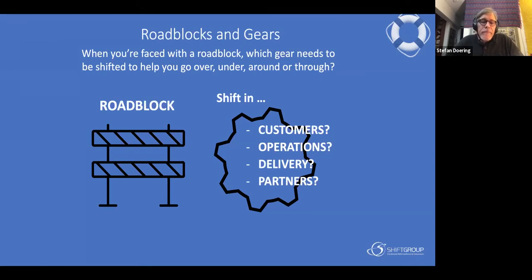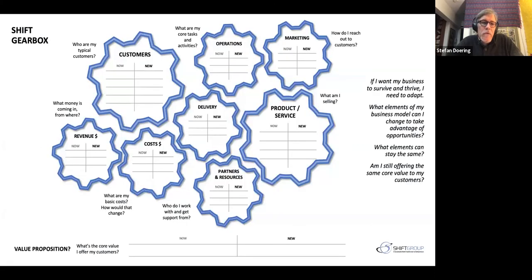We're going to be referring to the Gearbox and the roadblocks a lot in today's workshop with you. A roadblock, again, is anything that's getting in the way of where you want to take your baby. And the Gearbox is a tool to deal with those roadblocks. Do you need to shift your customers? Do you need to shift your operations, deliveries, and partners, and so on? So we're going to be jumping between those two, starting with this one.